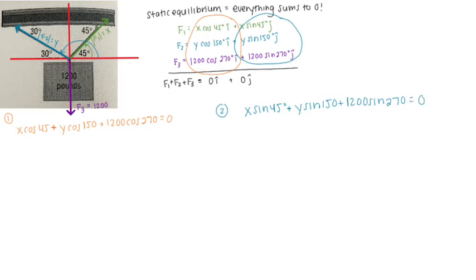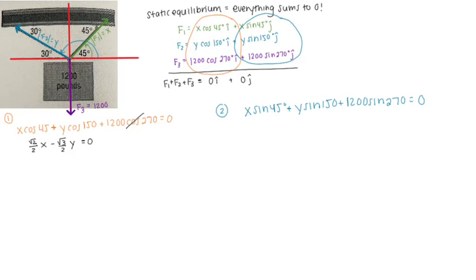I'm going to solve the system using substitution. So in the first equation, I'm going to solve for x, and then I will replace that in the second equation and solve for y. So let's do that work. Now, cosine of 45, we can evaluate, right? The cosine of 45, that's root 2 over 2. Use your unit circle. The cosine of 150, that is negative root 3 over 2. That second term is negative root 3 over 2y. And then the cosine of 270, this becomes super nice. The cosine of 270 is 0, so this third term just goes away. And that's what we're left with. This is all equal to 0.